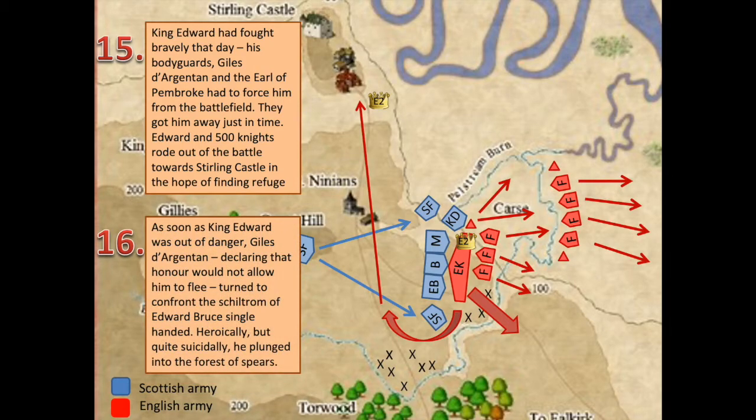And as soon as King Edward was out of danger, Gilles de Argentan, declaring that honour would not allow him to flee, took the extremely hardcore act of turning to confront the schiltrom of Edward Bruce single-handed. Heroically, but obviously quite suicidally, he plunged into the forest of spears. Obviously did not last long. Down he goes.